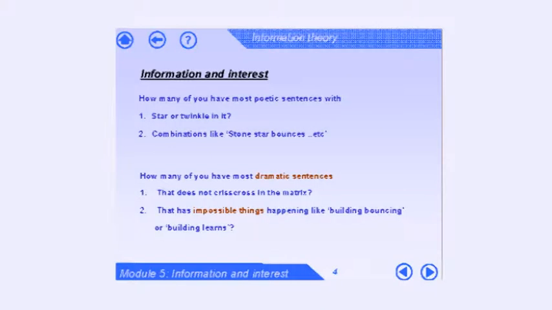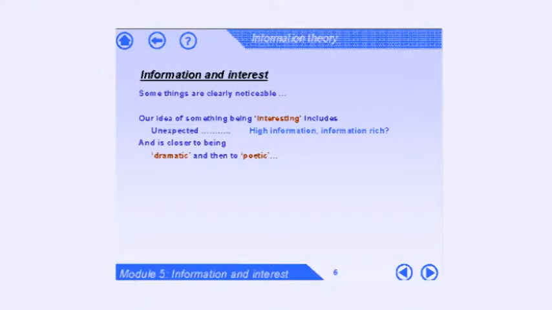Okay, we'll just go quickly through this. Star, twinkle, they all did that. Dramatic sentences tend to have a crisscross. Impossible things have to happen. Something that's clearly noticeable. Our idea of something being interesting includes the unexpected. Otherwise, it's not. It's closer to being dramatic and poetic. So it is high information, or it has to be information rich.